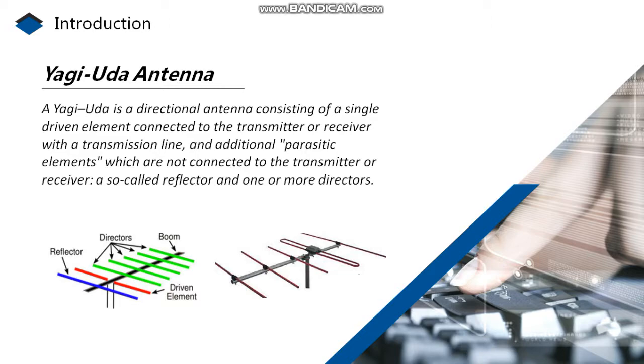So what is a Yagi Uda antenna? It is a directional antenna consisting of a single driven element connected to the transmitter or receiver with a transmission line, and additional parasitic elements, which are not connected to the transmitter or receiver. A so-called reflector and one or more directors. Yagi antenna is widely used where gain and directivity are required from an RF antenna design.